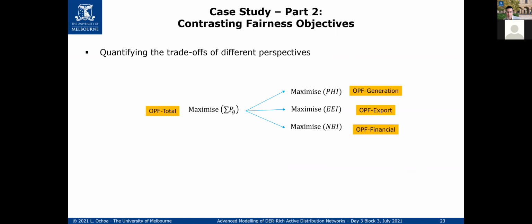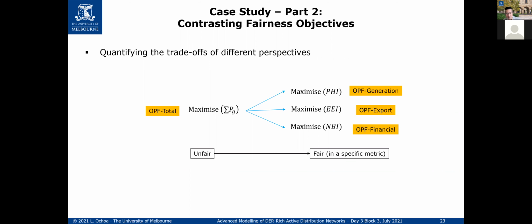So we're going to create different OPFs for that. We're going to create an OPF total, which is what we were using before, for instance, with the comparison of the quality constraint and the linearized. We're going to use an OPF generation that just looks at the generation. We're going to use an OPF export and an OPF financial as well. So these are just different formulations. We're going from super unfair to fair, but fair from different perspectives, okay?